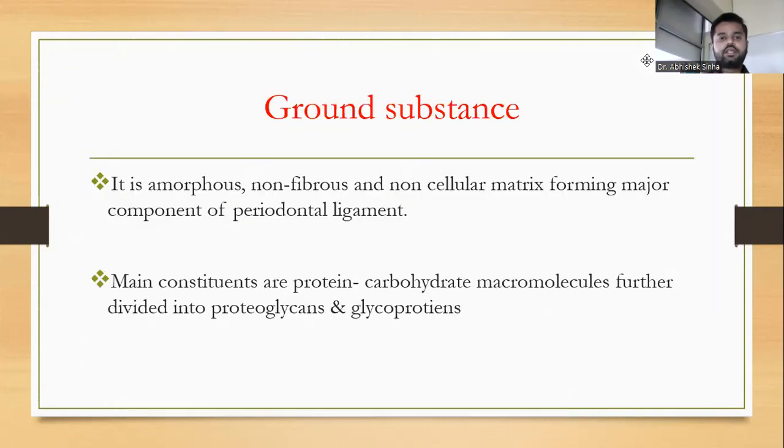Ground substance, the next extracellular element, is commonly found between the fibers. Wavy fibers have spaces between them that are composed of ground substance. It is an amorphous, non-fibrous, non-cellular matrix forming the major component of the periodontal ligament. The main constituents are protein and carbohydrate macromolecules, further divided into proteoglycans and glycoproteins.